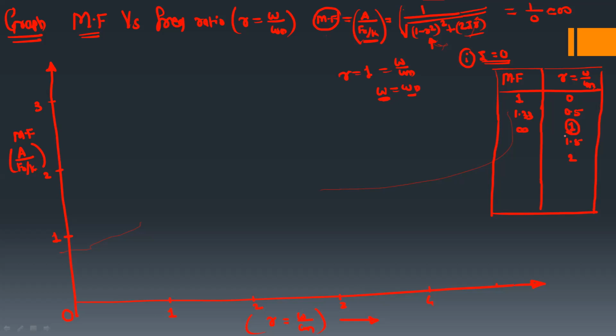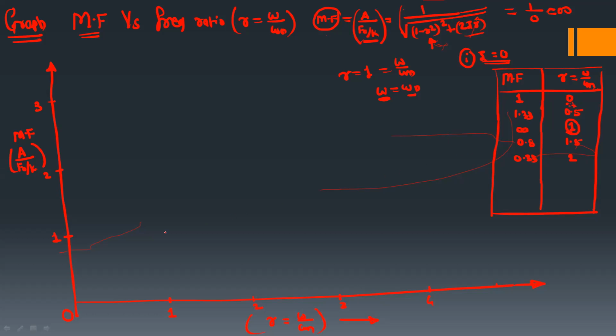Again at 1.5, so this is 0.8. Now it will start reducing as we are increasing the frequency, and it will approach to 0 after some time. Okay. So at 2 frequency, that is the frequency ratio is 2, not frequency is 2, this is 0.33. So if you want to have a smooth graph, you can increase this value. So reduce the step size. So I have taken 0, after that 0.5. So you can take 0.1, 0.2, 0.3, 0.4, 0.5, so on.